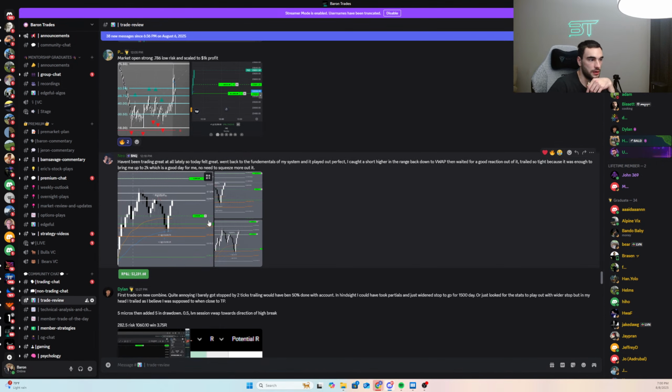Haven't been trading great at all lately, so today felt great. Went back to fundamental of the system and it played out perfectly. Cut short higher in the range, back down to VWAP. I caught that same one. Trailed so tight because it was enough to bring me to 2K, which is a good day for me. No need to squeeze more out of it.